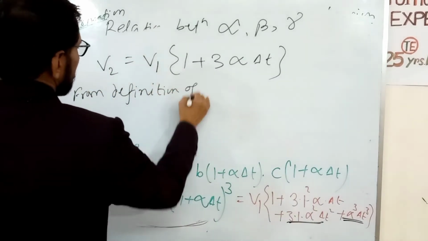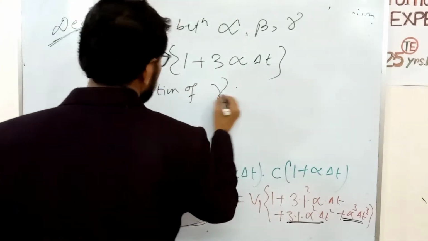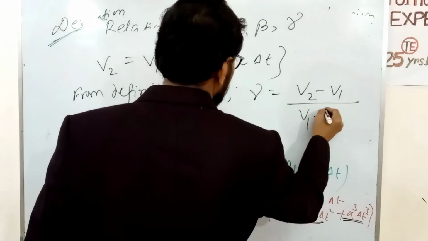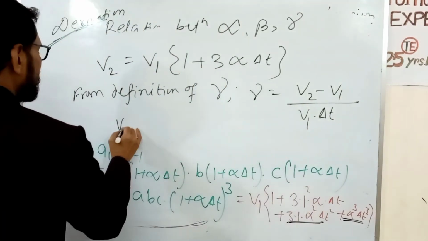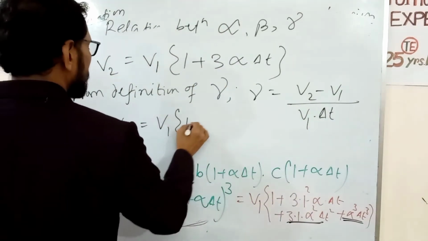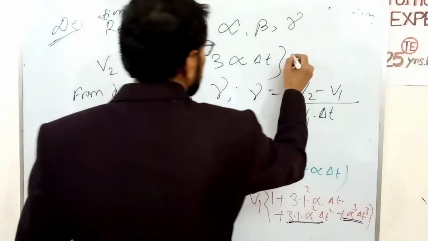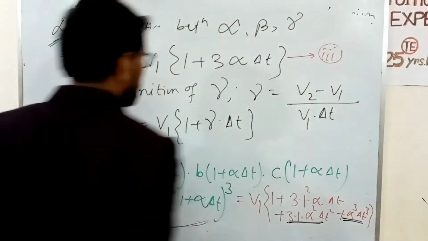So we get gamma. What is gamma? Gamma equal to V2 minus V1 by V1 into del T. From this we get V2 equal to V1 into 1 plus gamma del T. So suppose this is 3 and this is 4.